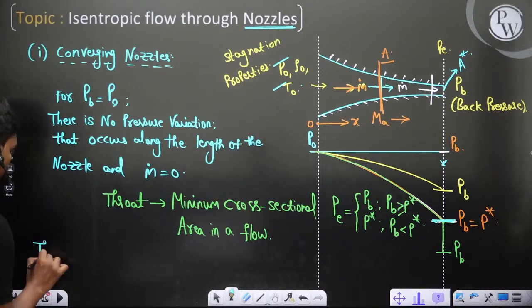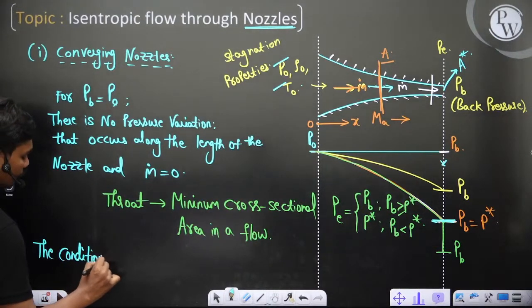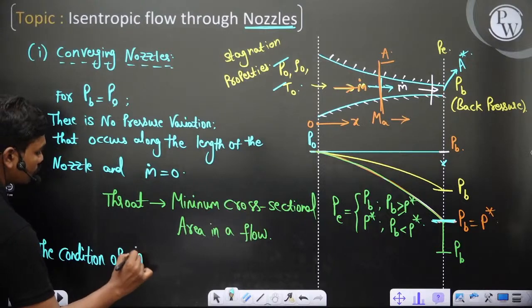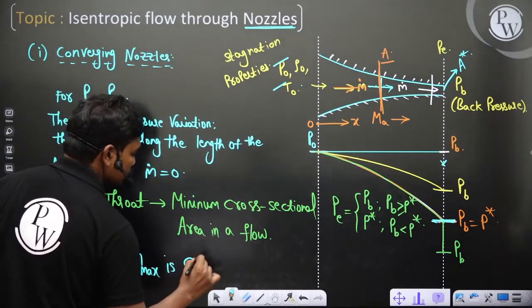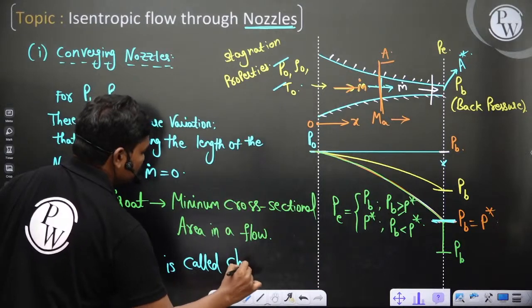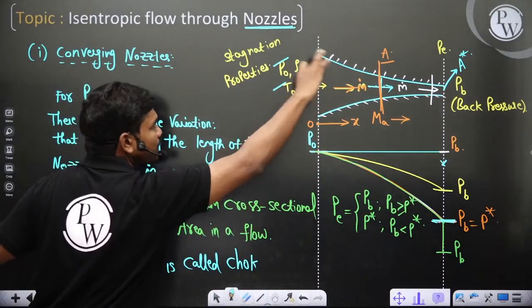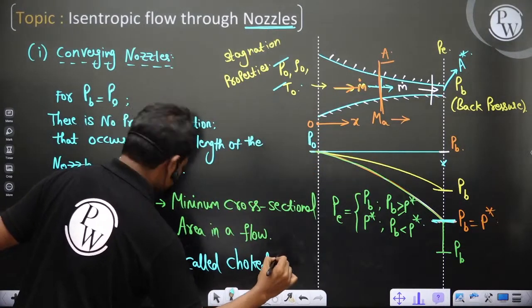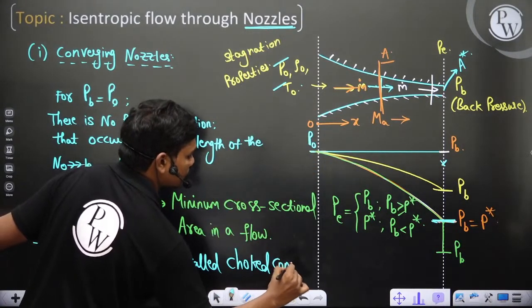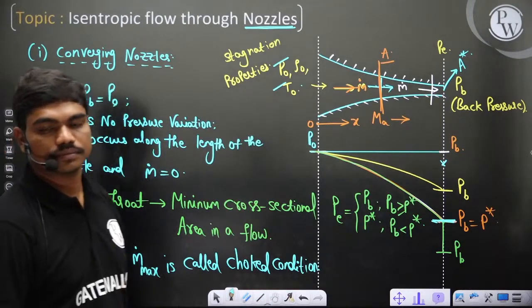The condition of m dot max is called choked condition. Choking means complete block. It's like everywhere in the nozzle there is mass and the nozzle is completely choked. So this is the choked condition actually.